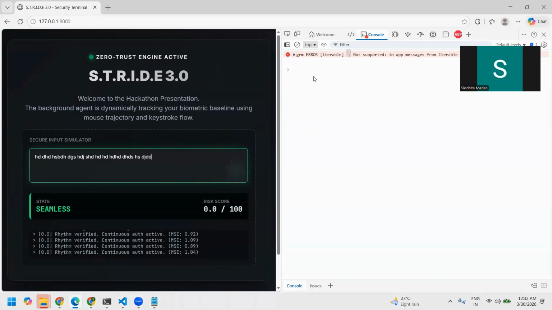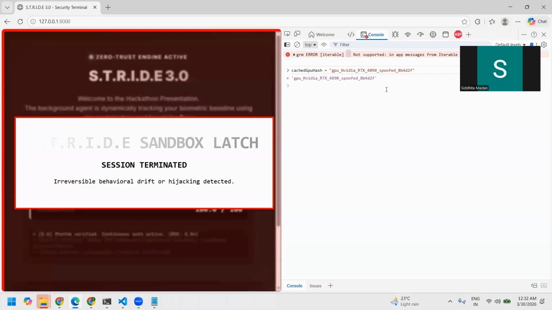In order to simulate that, I would again go in my console logs and simulate a change in the GPU vector. So suppose we have the GPU that is utilizing NVIDIA and it has detected a change in the GPU vector and the session has been terminated and we will take the user, we'll take the hijacker rather into a sandbox environment.